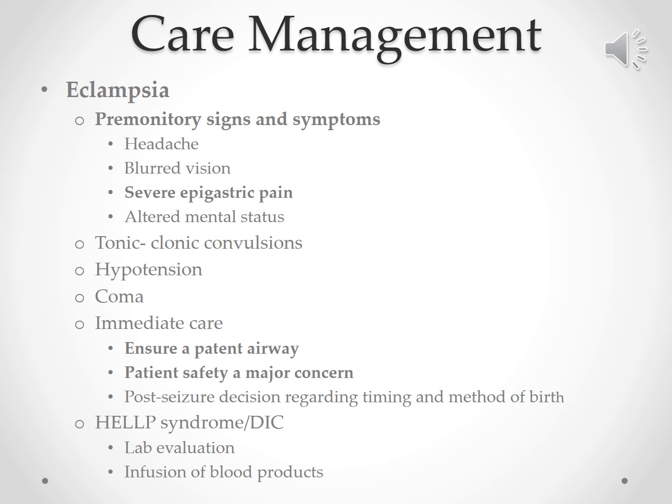Again, the epigastric pain. Think about your liver injury, liver insult, the hypoxia, decreased perfusion. So you're going to have elevated liver enzymes. You're going to have epigastric pain, right upper quadrant pain with that. And then the altered mental status. You will see tonic-clonic convulsions.